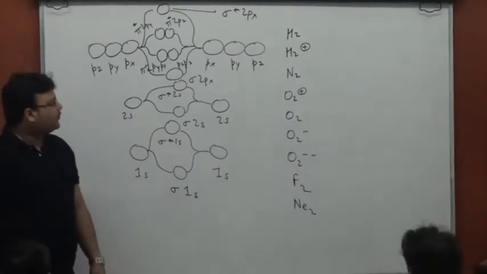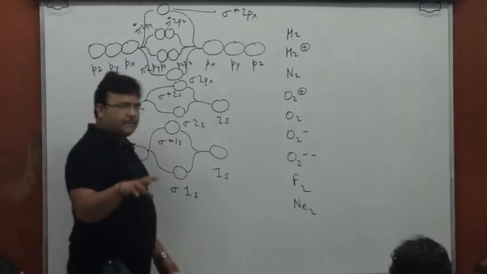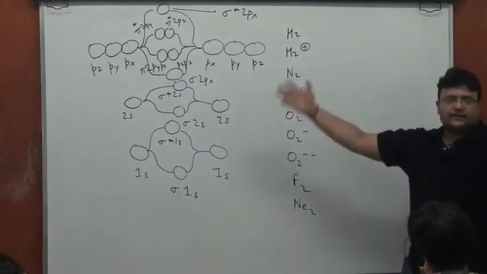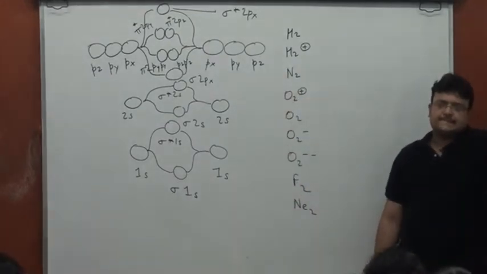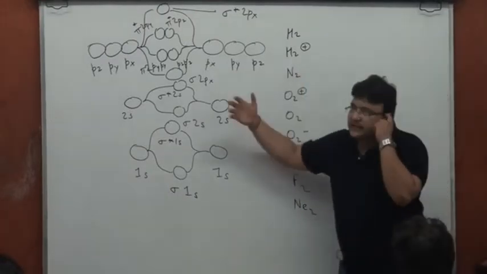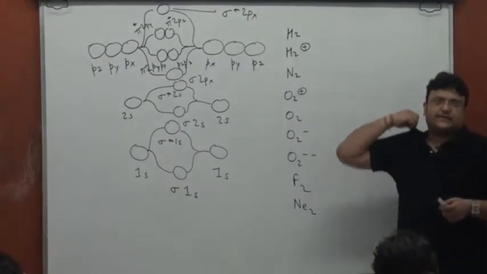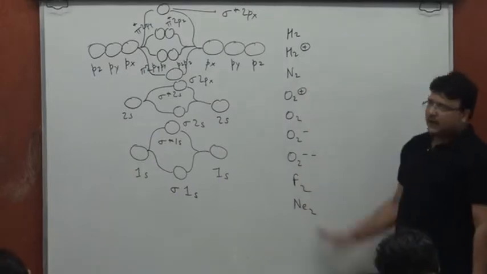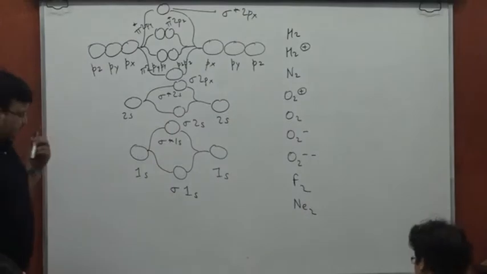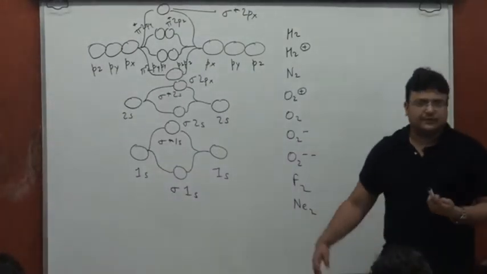Take your time, you know what you have to do. In all the cases, you have to come up with the total count of electrons. You don't need to draw it every time. You'll just need to produce it very quickly in the exam hall, and then you'll have to write the electronic configuration. The question would be, find the magnetic behavior and bond order of these species.